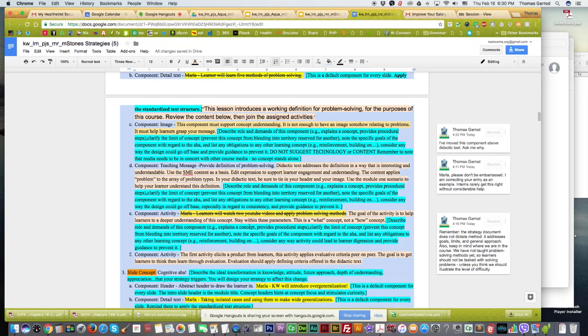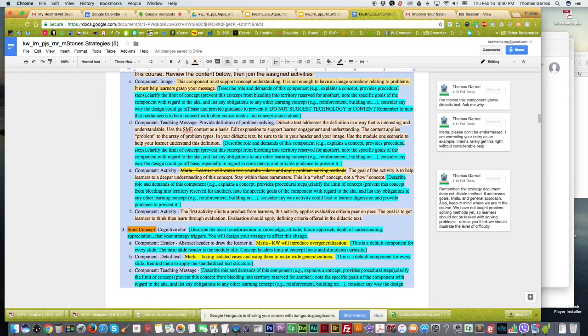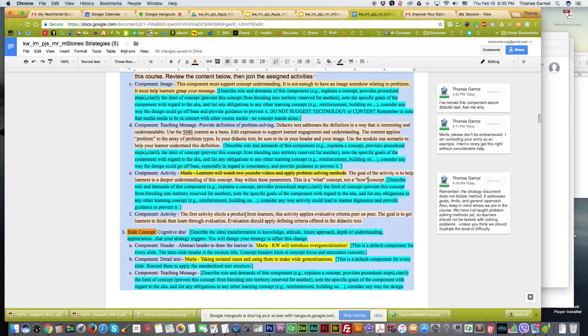So that's one reason. Okay, so here we're saying the first activity, this is a second activity component. The first activity elicits a product from learners. Ask learners to do something. The second applies evaluative criteria peer on peer. The goal is to get learners to think, then learn through evaluation. Evaluation should apply defining criteria offered in the didactic text.